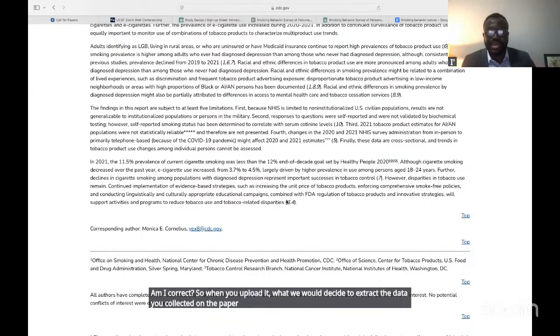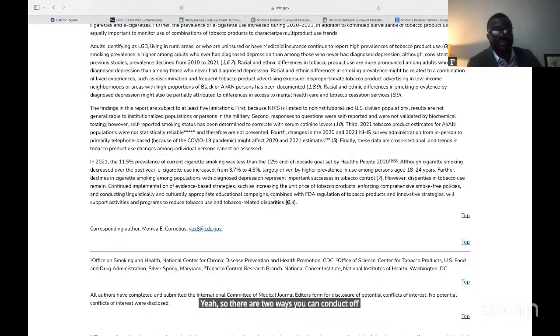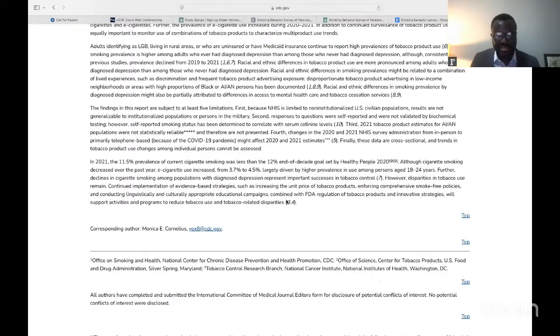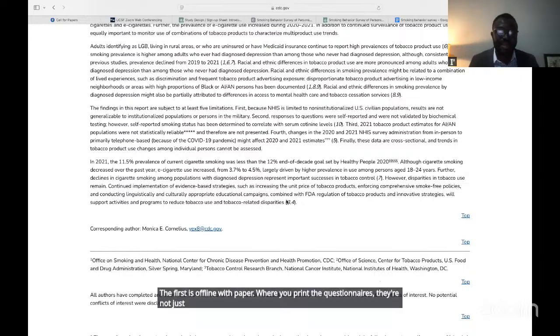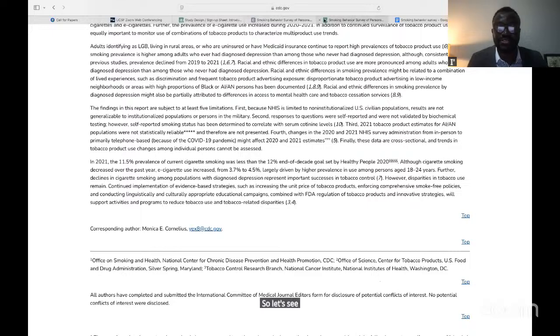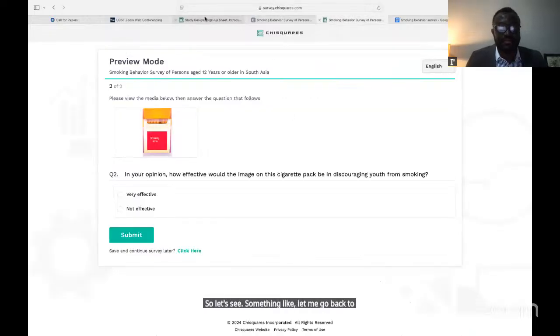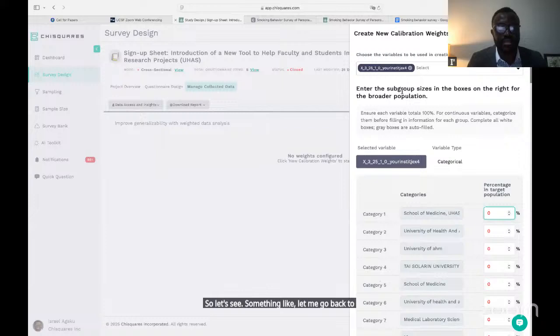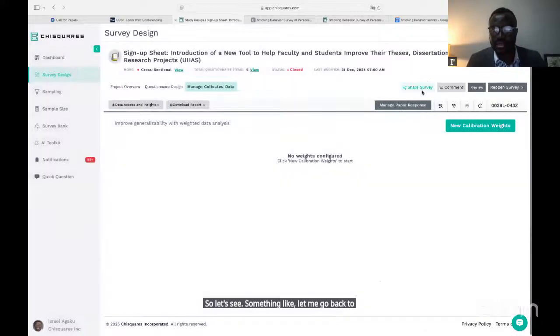Yeah, so there are two ways you can conduct offline surveys on the platform. The first is offline with paper, where you print the questionnaires. They're not just any kind of questionnaires, they are barcoded. Let me go back to this survey.